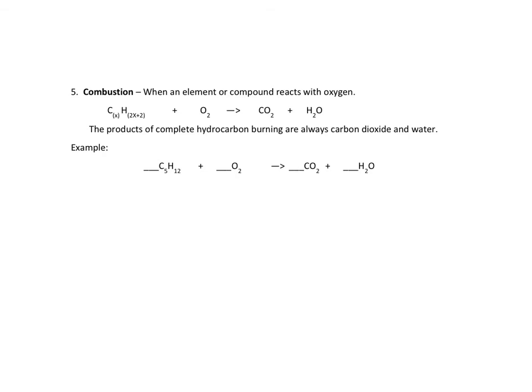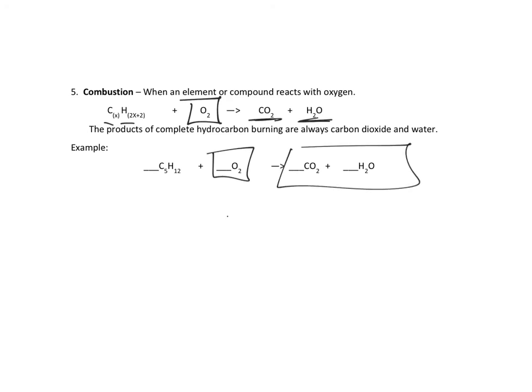But what combustion looks like is it's a hydrocarbon. Hydrocarbon is a combination of hydrogen and carbon. Usually things like methane or propane or butane. Those are all hydrocarbons. So it's going to take that hydrocarbon, react it with oxygen, O2, and it's going to form CO2 and H2O. So anytime you have a reaction that looks like something reacting with O2, making water and carbon dioxide, that is combustion.